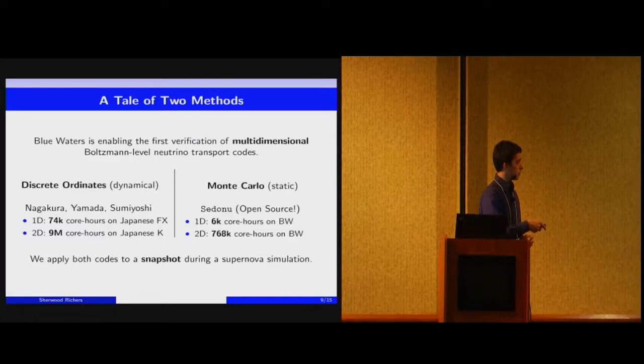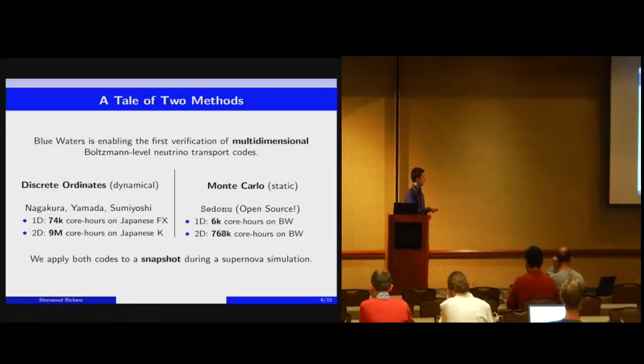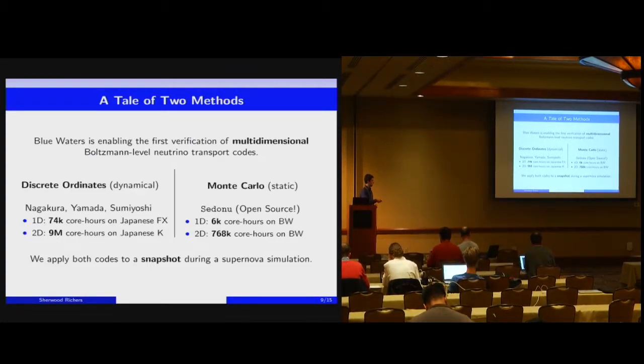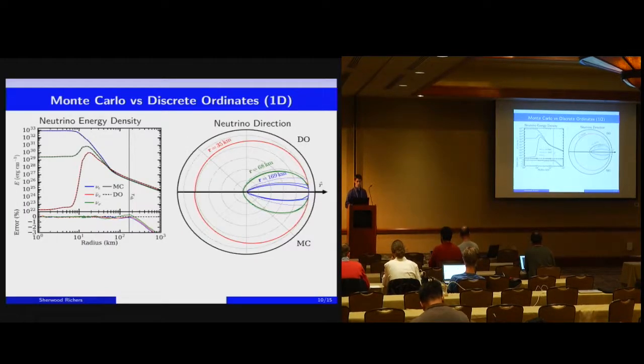For a sense of scale, this was run on the Japanese supercomputers, the one-dimensional cases on FX and on the Japanese supercomputer K. The 1D simulations use something like 70,000 core hours, and the 2D simulations something like 9 million core hours. In contrast, the Monte Carlo simulation, I designed this code and run it on Blue Waters, and it uses something like 6,000 core hours for 1D and a few 100,000 core hours for 2-dimensional calculations. Now, in order to remove all other effects, we just use the same opacities and apply them to the same static background snapshots. So this is what we get.